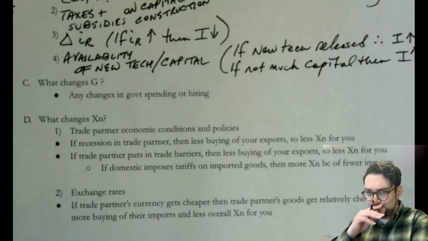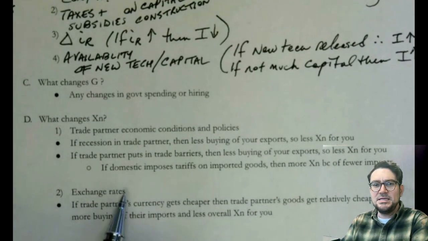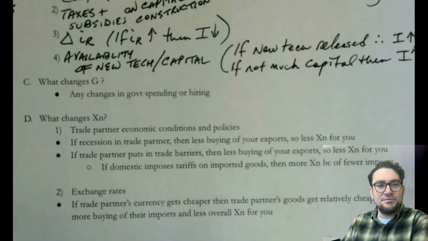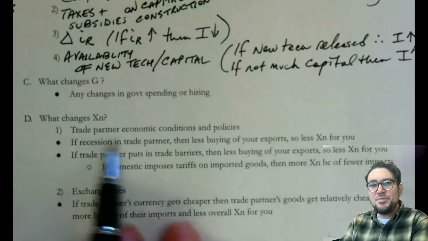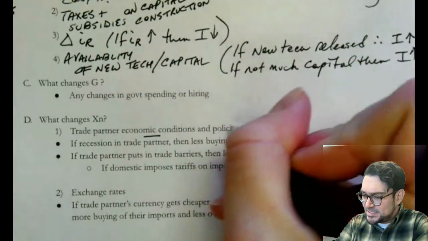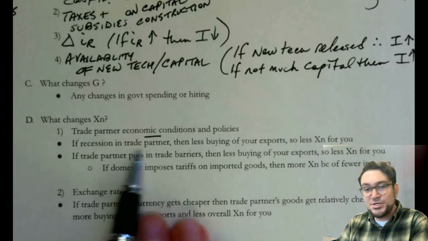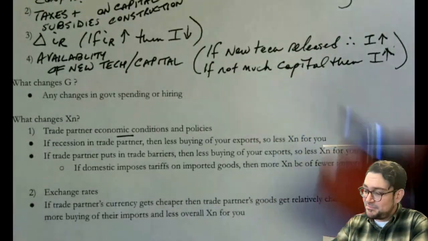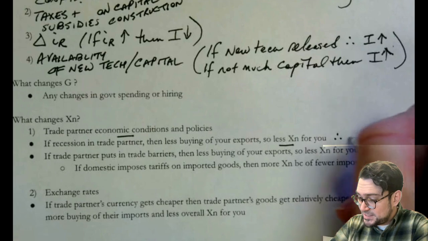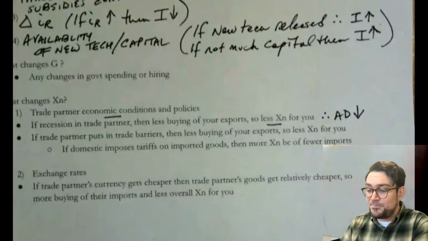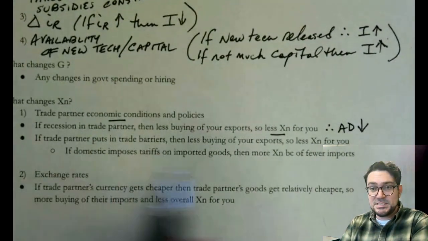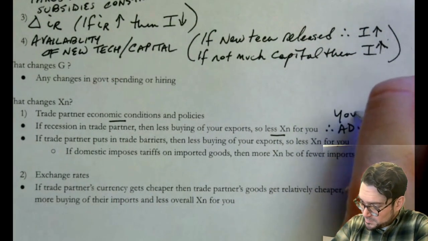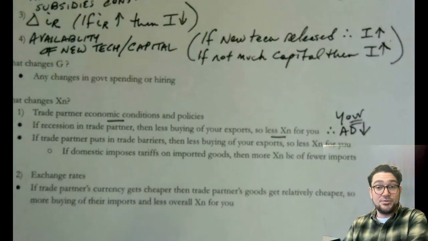The last one, XN. There are two things that can affect our aggregate demand component of net exports. One is the trade partner's economic conditions. If there's a recession in your trade partner, they're not going to buy your stuff, and so there's less XN for you. With less XN, aggregate demand goes down. So if your trade partner goes into a recession, then your aggregate demand could go down.